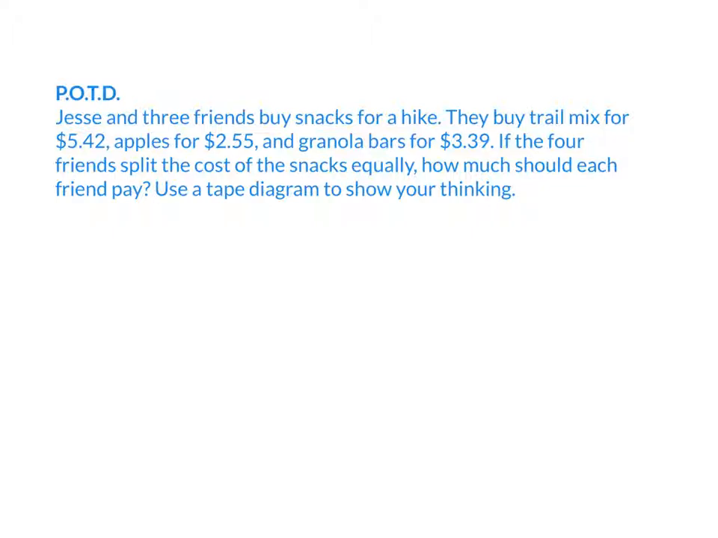Okay, the first thing we need to do is figure out what is the question asking. For number 1, what did you write down? What is the question asking? Samarth? The question is asking how much should each friend pay? Very good. We have to figure out if they're going to split it equally, how much does each person need to pay? Very good. What important information do we need in order to figure that out? Taylor? Okay, they bought trail mix for $5.42. They bought apples for $2.55. Very good. The granola bars cost $3.39. How many people are splitting those costs evenly? 4. 4 people are splitting the cost equally, and we have to use a tape diagram.